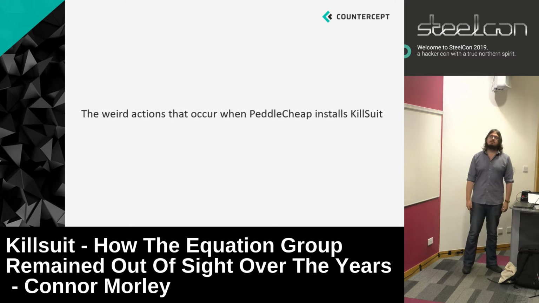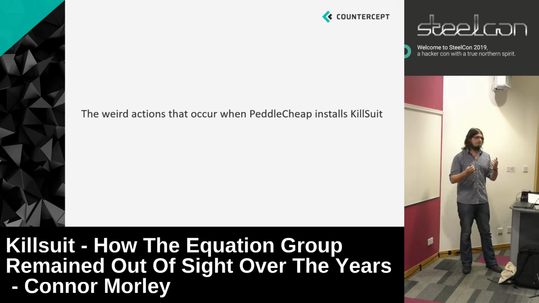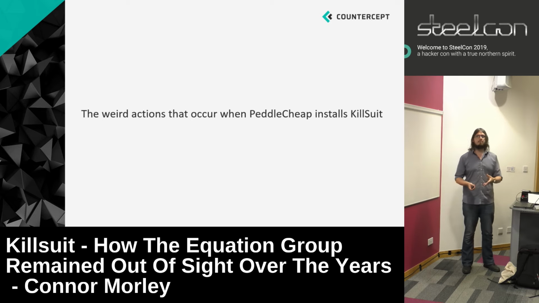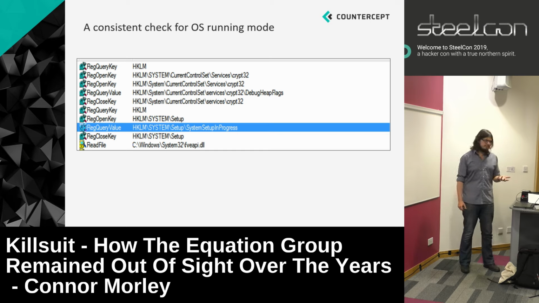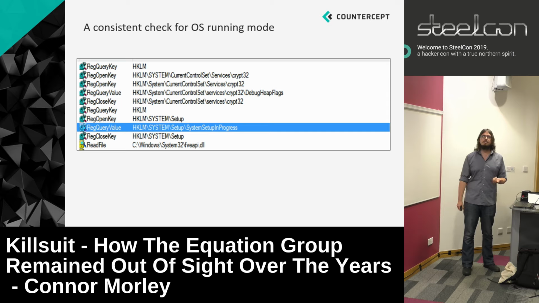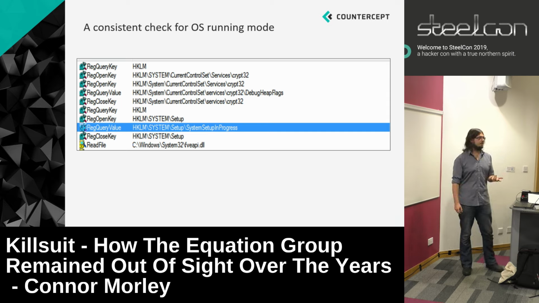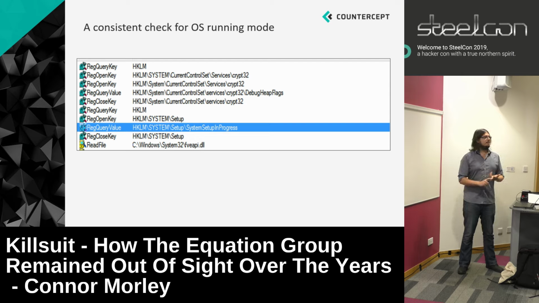So one of the first things that we noticed, we tried to focus on things that happened repeatedly in each installation, so we could find consistent indicators of compromise. The first thing we saw is that it kept checking the system setup in progress registry key. Now this is used for the OS running state between setup and regular running states. This happened at the beginning and the end of every installation for KillSuit.